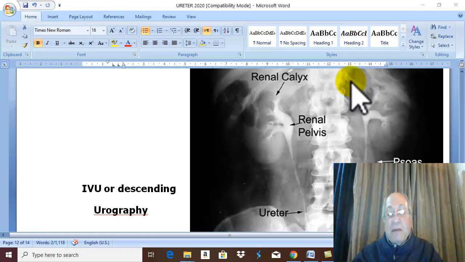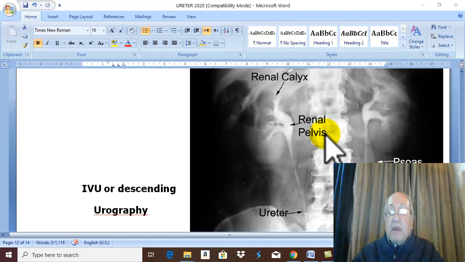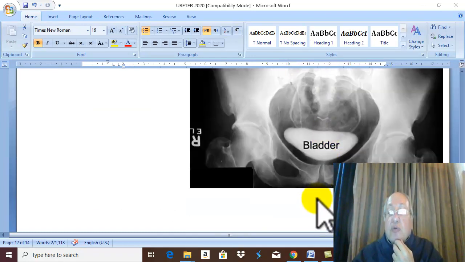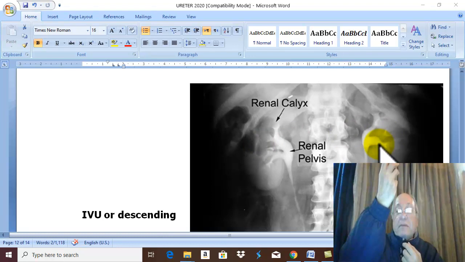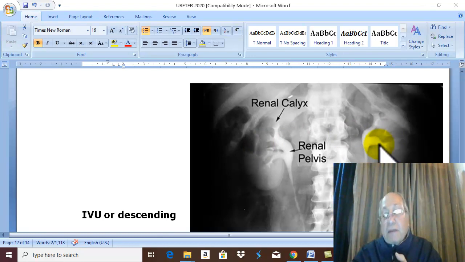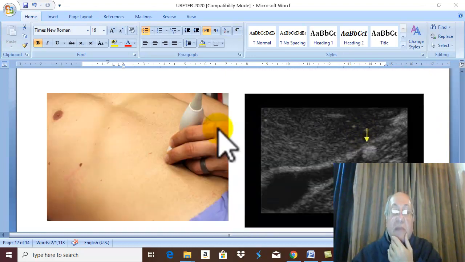Why do you say descending urography? Because there is also ascending. If there is renal failure and the patient cannot excrete the dye from the blood, we introduce the dye from below by a catheter. We inject the dye by a catheter into the urinary bladder, ureter, and renal pelvis. This is called ascending urography. We can visualize the ureter and all the urinary tract by this method.